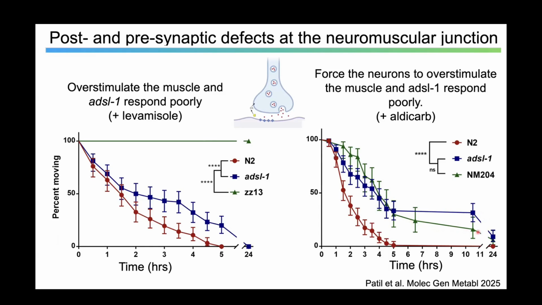What we have here in green is just a control, a different mutant that others have shown is resistant to aldicarb, and our animals are actually maybe even more resistant to aldicarb than what's been previously published. So it's quite clear that the animals have both a postsynaptic problem, their muscles can't respond well to the signal, and a presynaptic problem in that their neurons aren't producing, it seems, enough of the signal to stimulate the muscle either. So we've identified problems at the neuromuscular junction.